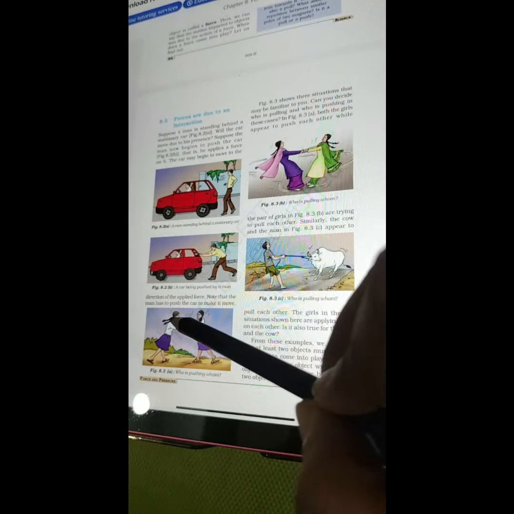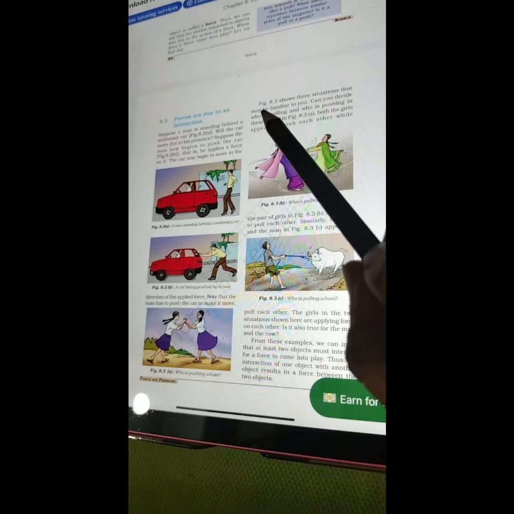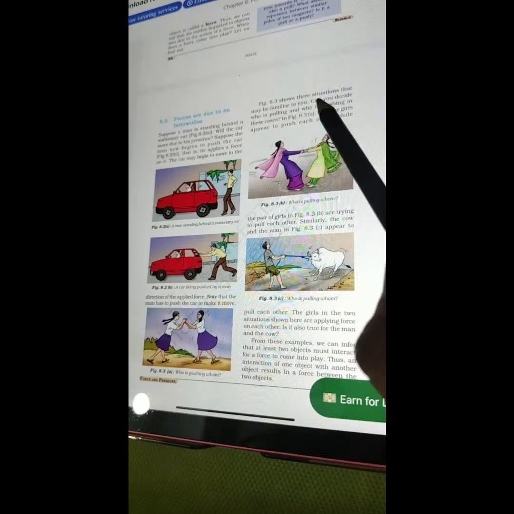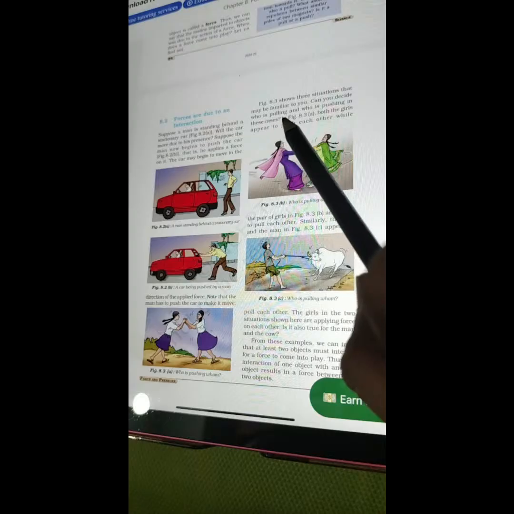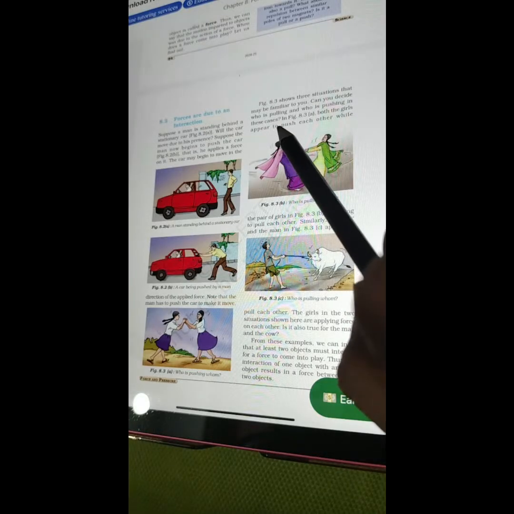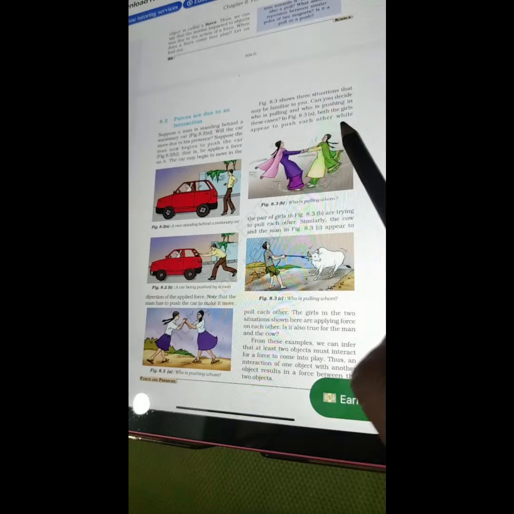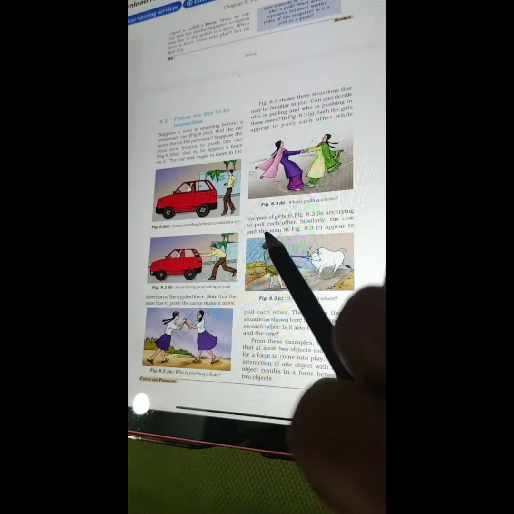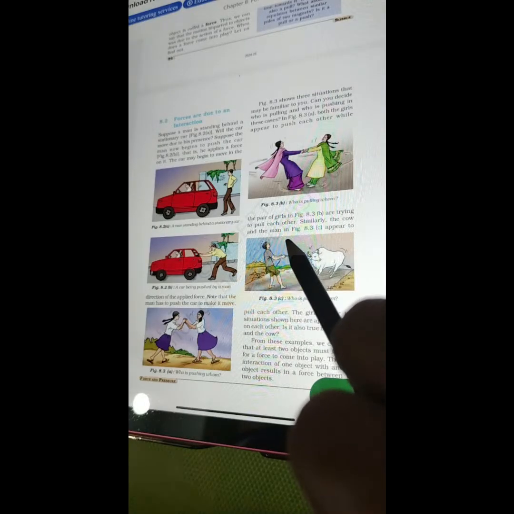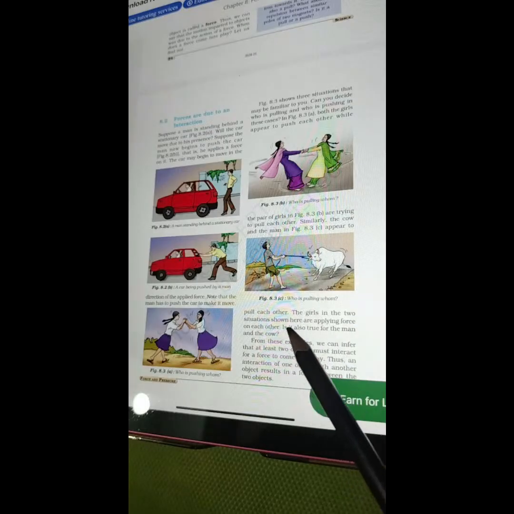Note that the man has to push the car to make it move. Figure 8.3 shows three situations that may be familiar to you. Can you decide who is pulling and who is pushing in these cases? In figure 8.3a, both the girls appear to push each other, while the pair of girls in figure 8.3b are trying to pull each other.